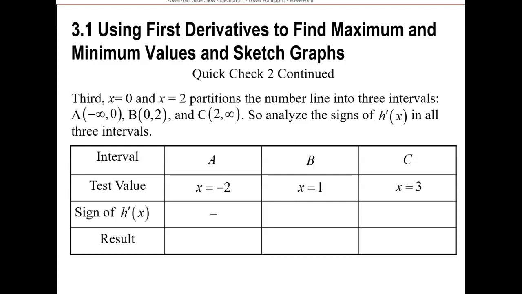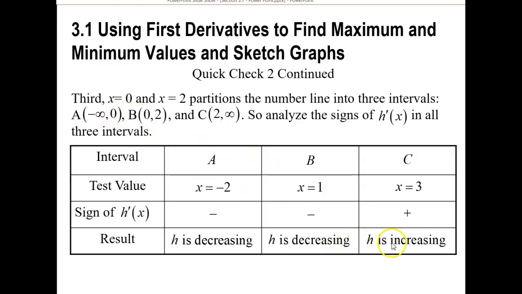So plugging each of those x's into the derivative gives me a negative value when I plug negative 2 in, still a negative value if I plug in a 1, and then a positive value if I plug in a 3. Meaning, negative derivative means the function is decreasing. Still decreasing. Then increasing for the positive. So notice there's no sign change here. Decrease, decrease. So that breaking point between the two intervals A and B, which was 0, there would be no max or min.